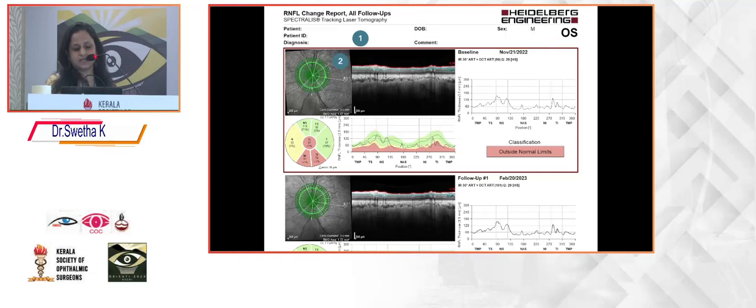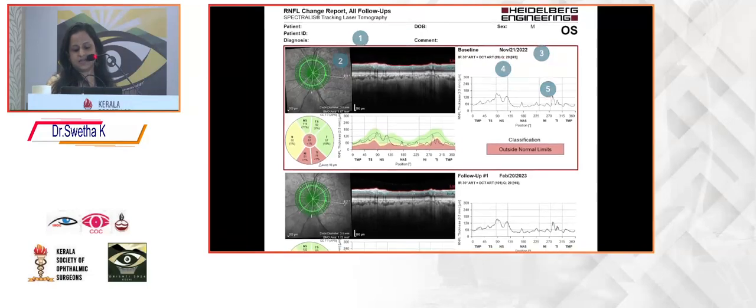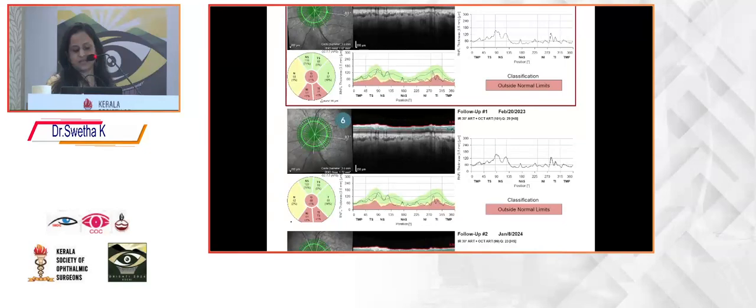Then the second is the IR image here. You have the sectoral as well as the TSNIT graph. Then when the baseline scan was done and what the quality of the scan was is really important. Here it is 29 in Spectralis; 25 to 30, 29, 30 is normal. Then you have the RNFL thickness here. This is the baseline. And when you take the follow-up scan, you can see the same graphs, when the follow-up was taken and what the quality of the scan is.